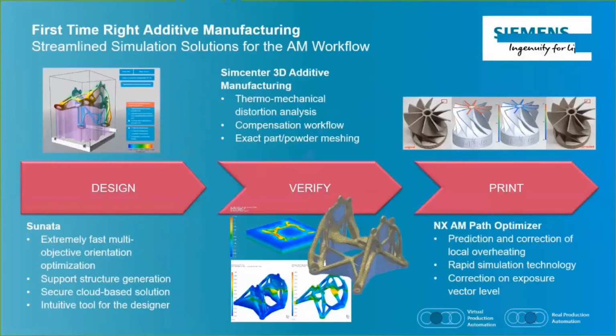If we look closer at the portion of the portfolio that aids in printing first-time right parts, we can see that the tools we talked about today exist in the virtual production and real production areas of the product suite. The solutions we've talked about here are part of a series of companion tools that all work towards allowing Siemens customers to get a first-time right print in an industrial fashion.